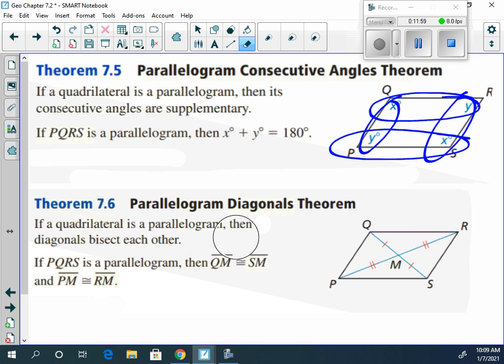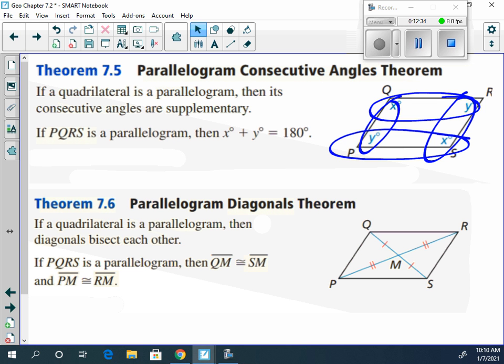And the last theorem, this is not as straightforward, is if a quadrilateral is a parallelogram, then the diagonals bisect each other, they cut each other in half. So if PQRS is a parallelogram, then QM is congruent to SM, and PM is congruent to MR. So the diagonals bisect each other. The diagonals aren't going to be congruent for parallelograms, but they will cut each other in half.